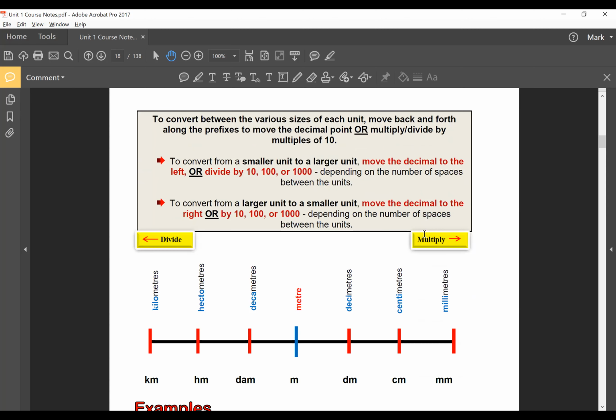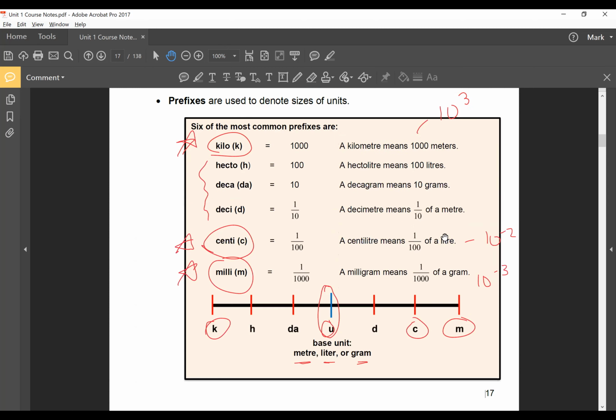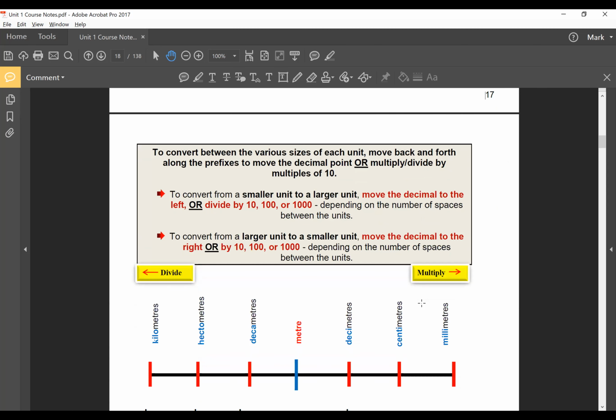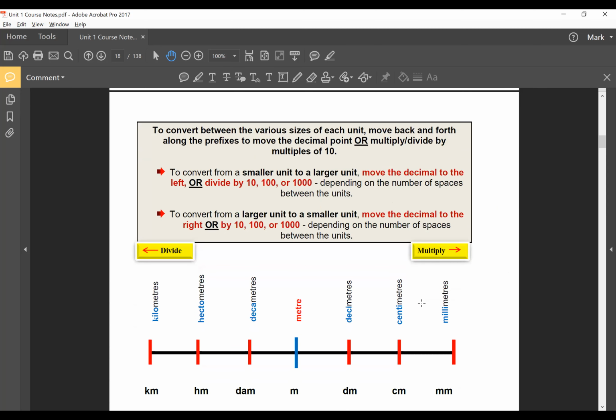So how do we do these conversions? Well, there are two ways. You can do this mathematically using the numbers that I have above. We're going to come back to these numbers here: 1,000, 100, 1,000. Or you can just use the unit conversion line or guide or diagram. I don't know what to call it. My gut says to call it a number line, but it's not really a number line. It's a unit conversion guide.